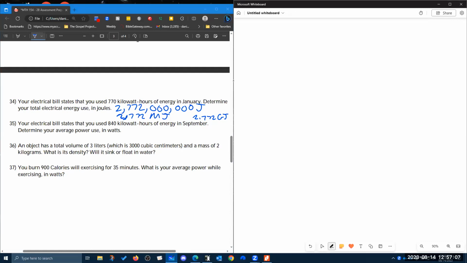Your electric bill states that you used 840 kilowatt hours of energy in September. Determine your average power use in watts. So we're going to change this to hours.